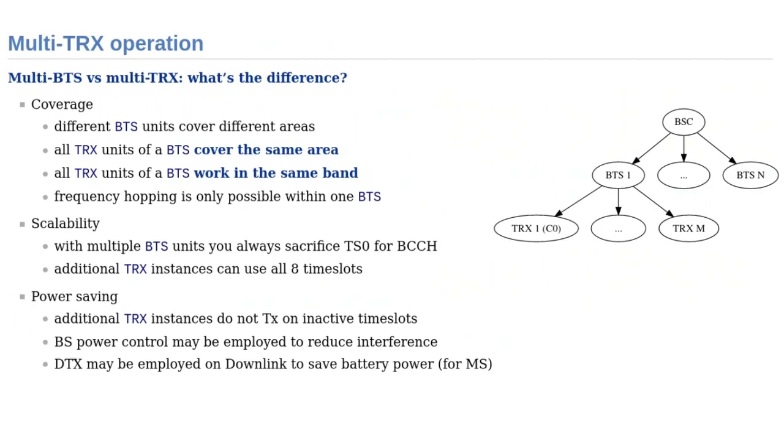The main idea is that different base stations cover different location areas, and all transceivers of a base station are supposed to cover the same geographical area. So the assumption is that timing advance and all the physical parameters of the link are more or less the same between all transceivers. That's why you do assignments from the main transceiver to additional transceivers and not handover, because you assume that the timing advance and the power will be more or less the same.